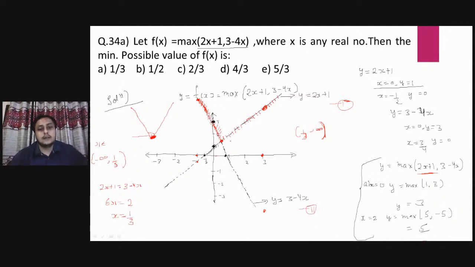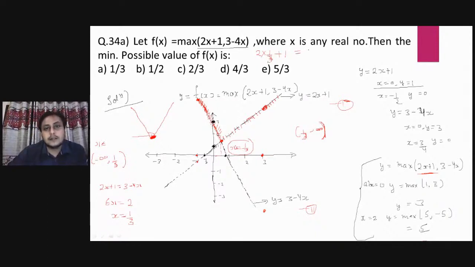So find the point of intersection. It is x equals 1 by 3. So just find the value of any equation at x equals 1 by 3, because at x equals 1 by 3, both values should be equal. So when you put x equals 1 by 3 in any equation, I'm using the first one, what you will get is 2 into 1 by 3 plus 1. That should be what?